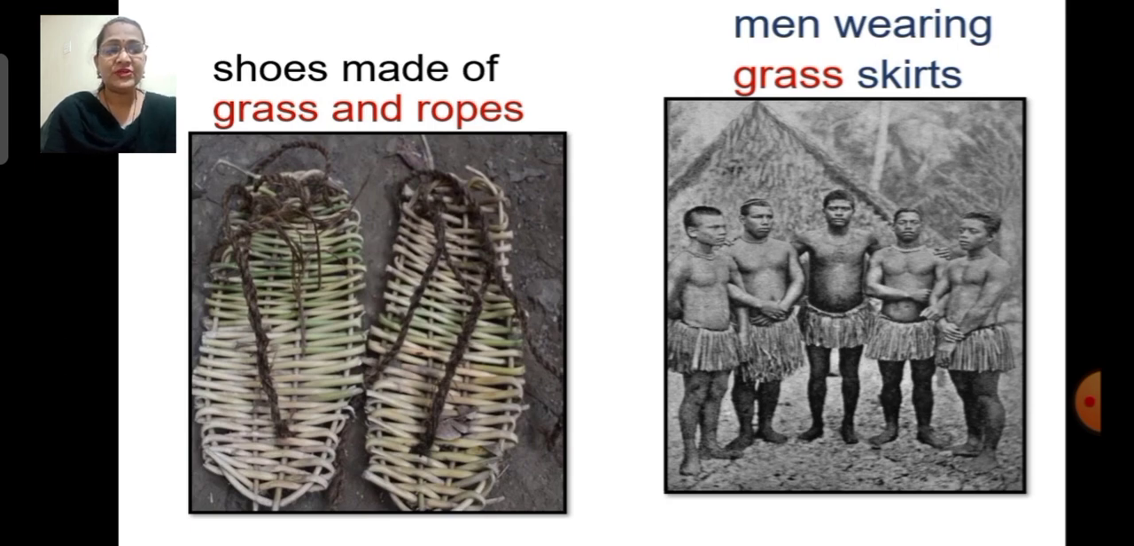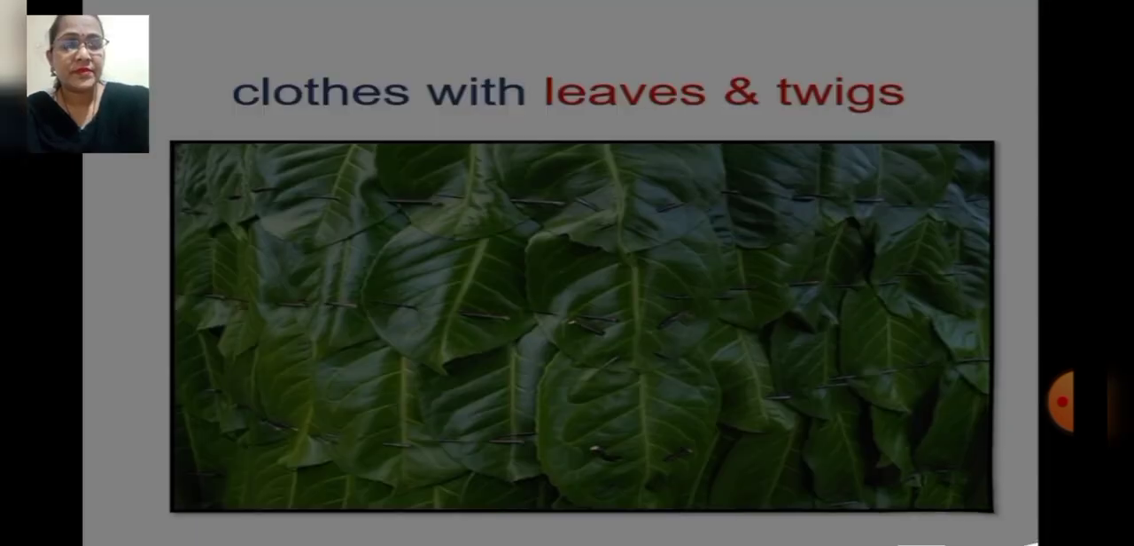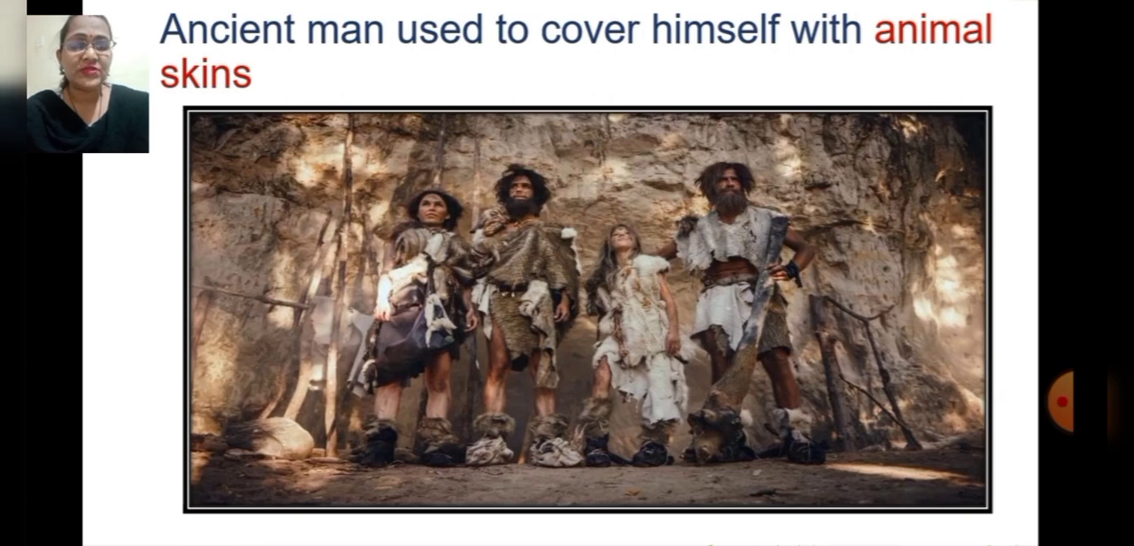Now in this picture you can see the clothes, how they are made with the help of leaves and twigs. So these were the materials used to cover their bodies in the ancient times. The next picture shows some people standing in the cave. Can you see how they covered their bodies? They are covered with the help of animal skin. So they used to cover their bodies with animal skin.